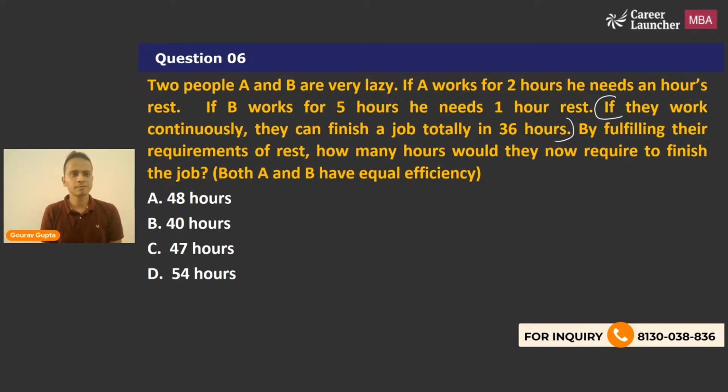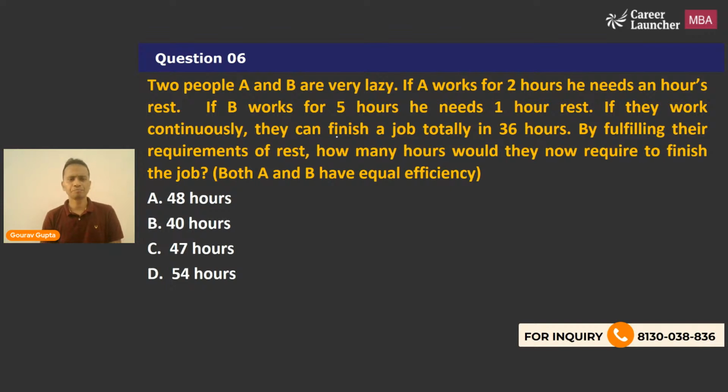Any answers? Okay. Now, one of the things that has made this question easy is A and B having equal efficiency. Okay, Prabhakar. So answer is 48 according to you. Let's check if it is the correct answer or not.